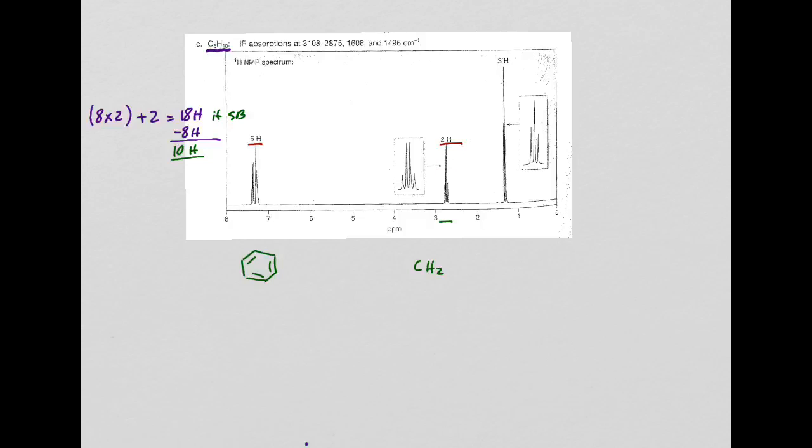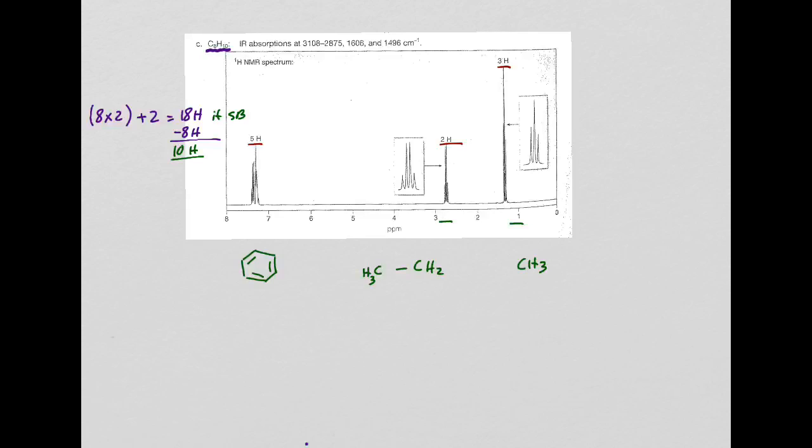It's a quartet, so it's probably attached to a CH3, right? Because again, n plus 1 rule, I have 3 plus 1, 4. I get a nice quartet here. I feel pretty good about this right now. I'm going to come over here. I have a peak about 1.2, 1.3 ppm. And then this peak has 3 hydrogen. So maybe I'm looking at a CH3.